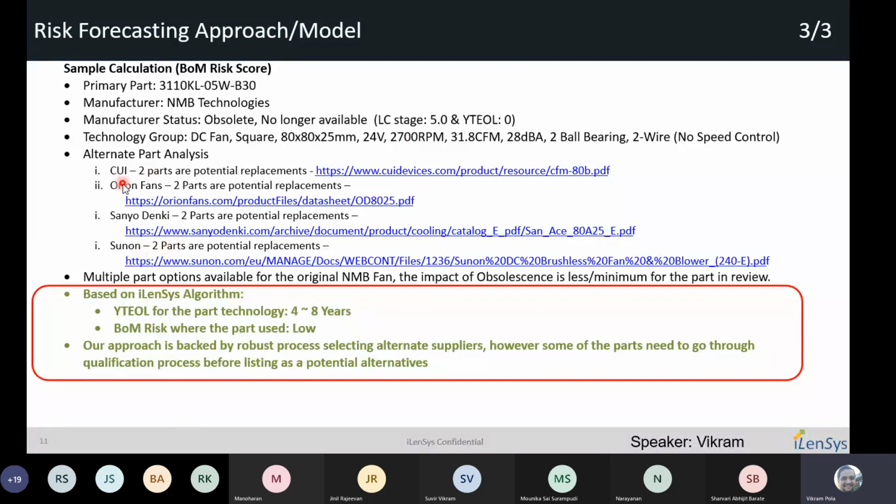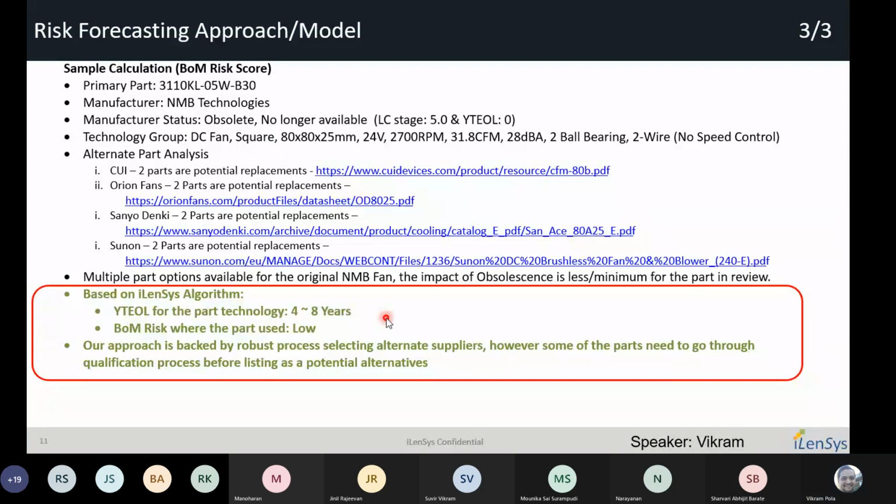There are two parts available within CUI, and two from Orion, Sanyo Denki, and Sunon. These are some of the links which would help you look into those parts available. Since there are multiple part options available for the original fan, which is no longer available, the impact of obsolescence is minimal. Yes, it's still obsolete, but from the product BOM or product availability perspective, you still have replacements available.